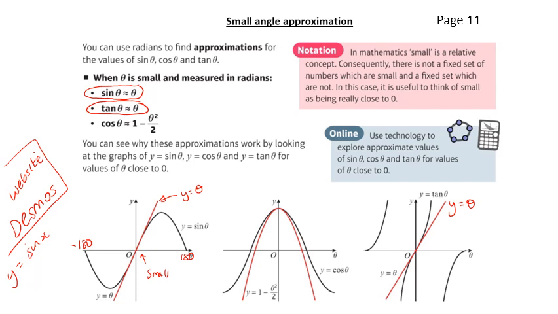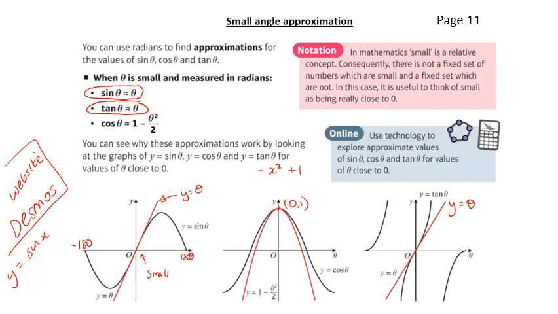But it doesn't go through the origin, it goes through this point here, which is 0, 1. So it looks like a minus x squared graph, but that's been moved up 1. But if you put that graph in on Desmos next to the cos graph, you'll find that they're quite close, but not perfect.